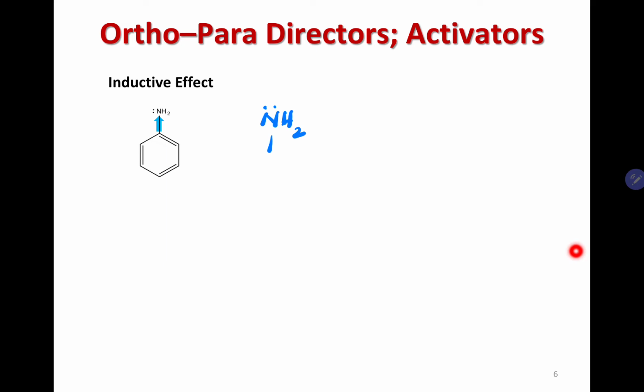That means, according to the previous table, NH2 should be electron donating. NH2 should be increasing the electron density on benzene. So let's see if it can actually do it. The first thing that we are going to worry about is the resonance effect and inductive effect of the NH2 group. So we are going to worry about both inductive effect and resonance effect.